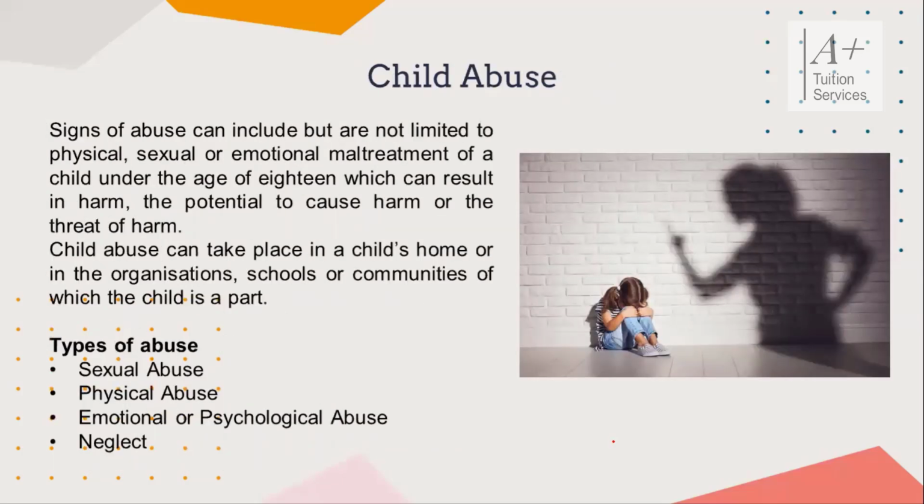The next issue is child abuse. Child abuse includes, but is not limited to, physical, sexual, or emotional maltreatment of a child under the age of 18, which can result in harm, the potential to cause harm, or the threat of harm. Child abuse can take place in a home or in organizations such as schools or communities of which the child is a part. There are different types of abuse. There are sexual abuse, physical abuse, emotional or psychological abuse, and neglect.